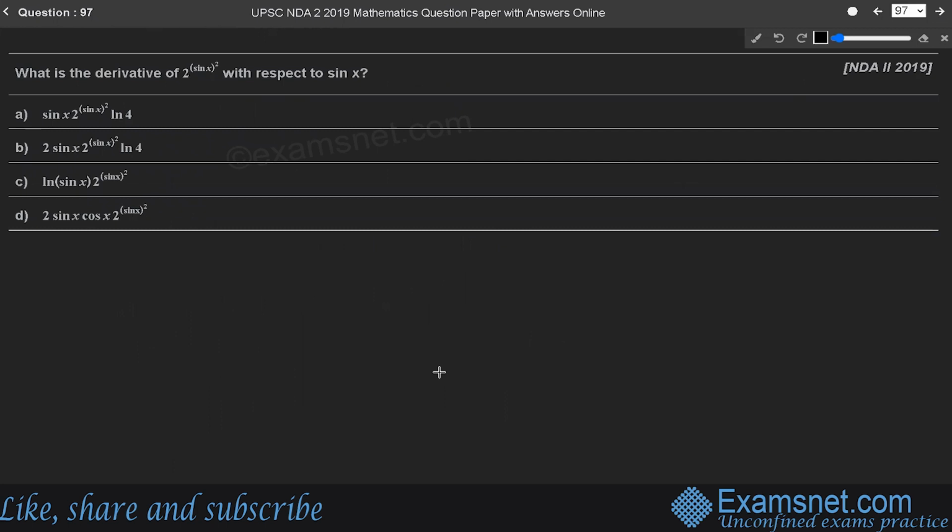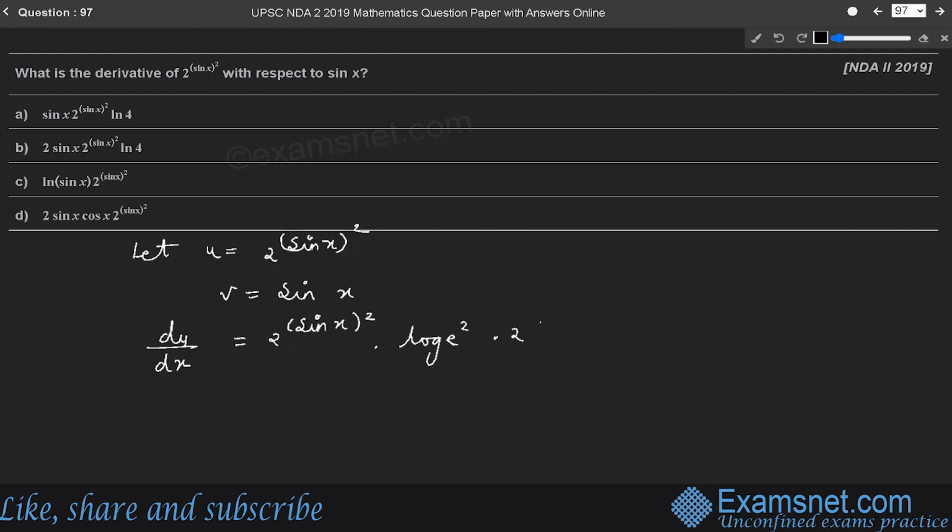Moving on to the next question. What is the derivative of 2 to the power (sin x) whole square with respect to sin x? So let u be equal to 2 to the power (sin x) whole square and let v be equal to sin x. Then du upon dx will be equal to 2 to the power (sin x) whole square into log base e 2 into 2 sin x cos x, and dv upon dx will be equal to cos x.